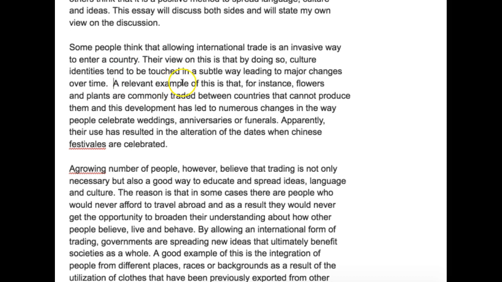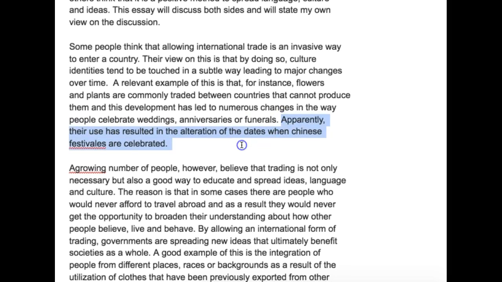So we could say a relevant example of this, for instance, are flowers and plants that are commonly traded between countries that cannot produce them. And this development has led to numerous changes in the way people celebrate weddings, anniversaries, or funerals. Fantastic. Apparently, their use has resulted in the alteration of the dates when Chinese festivals are celebrated. So we could rephrase this in a more academic style very easily. We could say, for example, this availability of certain plants has resulted in the alteration of dates when festivities are celebrated, especially in China, or even better, for example, in China, and then go on to explain. But good work, very, very good work.